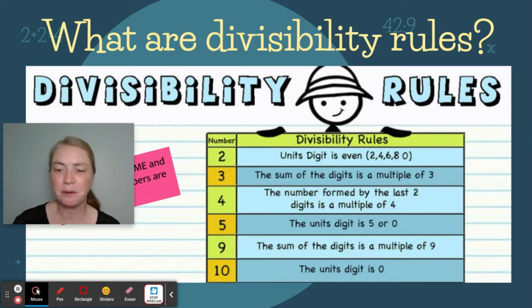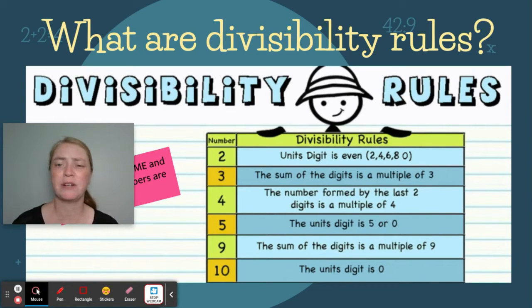And for 9, the sum of the digits is a multiple of 9. Again, if we have a number such as 817, if we add 8 plus 1, that's 9, plus the 7 is 16. That wouldn't work, okay, because that would not be divisible by 9. But if we had the number 810, where we added 8 plus 1 plus 0, it would equal 9. 9 is a multiple of itself, so that would work. And then anything is divisible by 10 if the units digit is a 0.